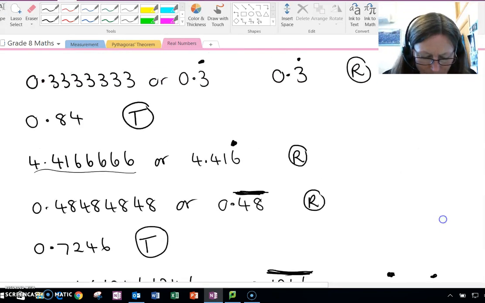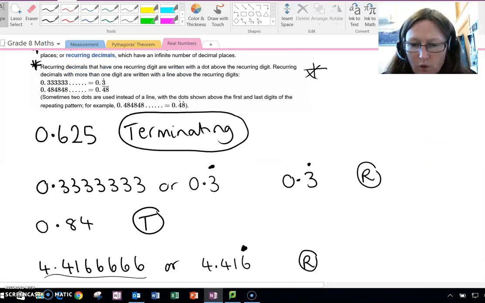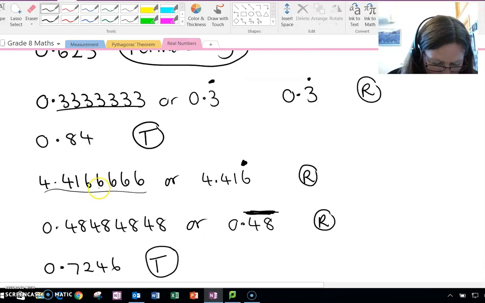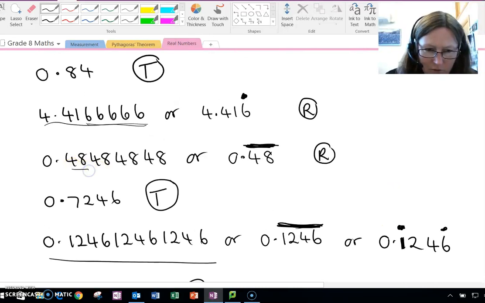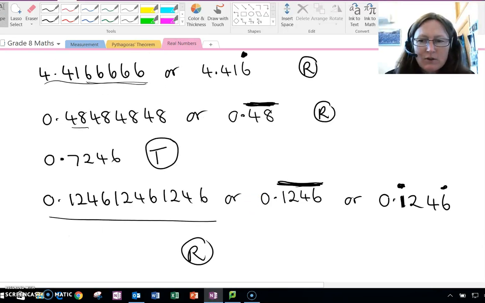So 2 types of decimals: terminating, fixed number of decimal points, it stops. Recurring, keeps going on and on and on. Either one digit keeps going on and on and on. In this case it's the 6 that goes on and on. This case here, 2 digits go on and on, 484848, or in this case 4 digits are going on and on. So that's what terminating and recurring decimals are.